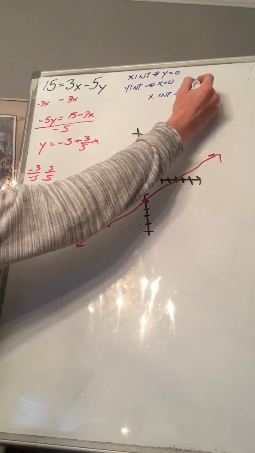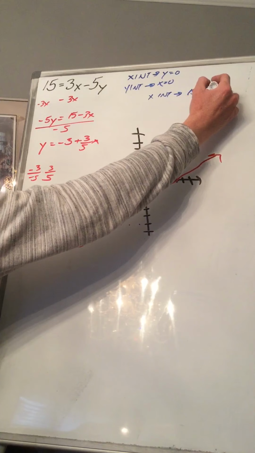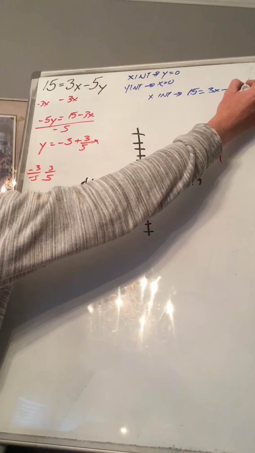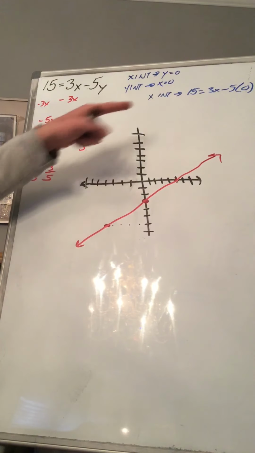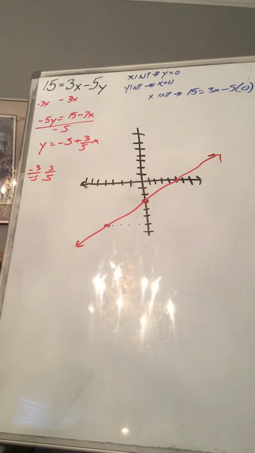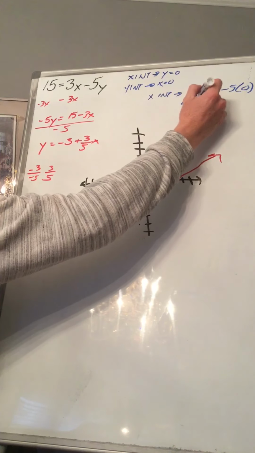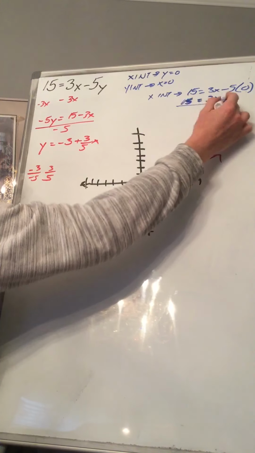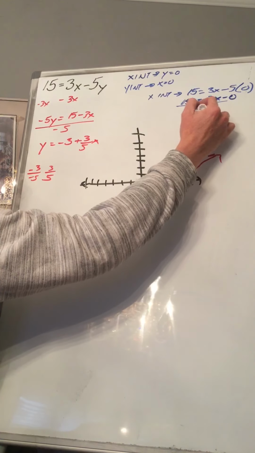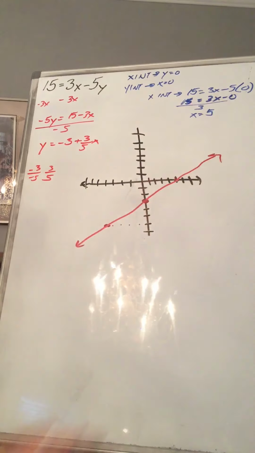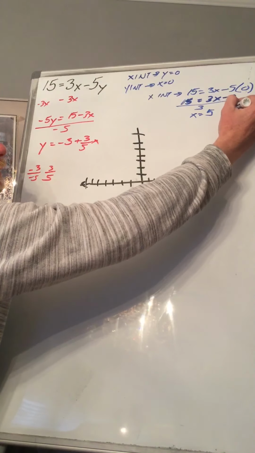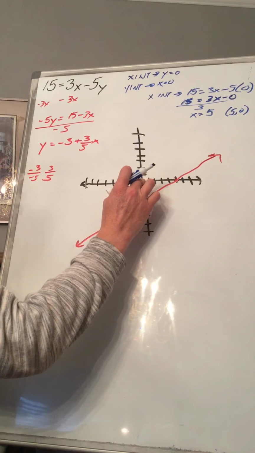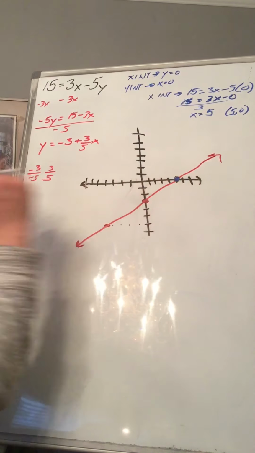it would be 15 equals 3x minus 5 times 0, because my x-intercept is when y is at 0, and I solve for x. So that would be 15 equals 3x minus 0, and I divide both sides by 3, and I get x equaling 5. So my x-intercept now is 5, 0. So that would be right there.